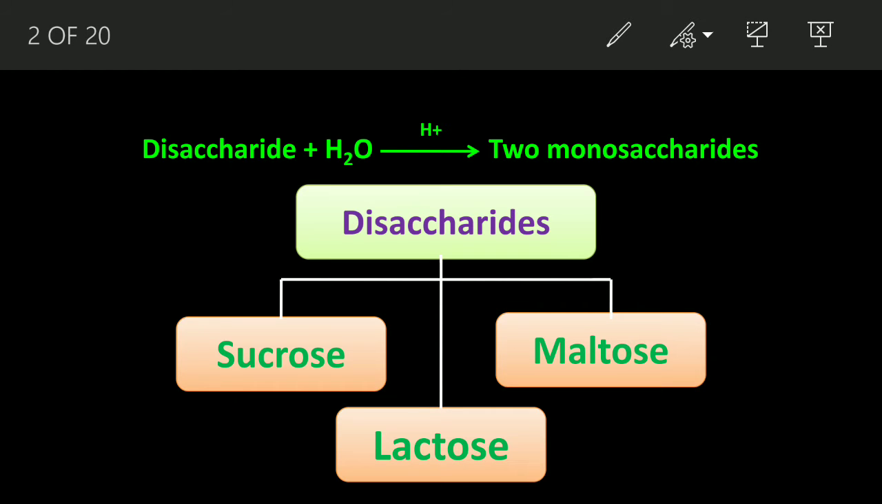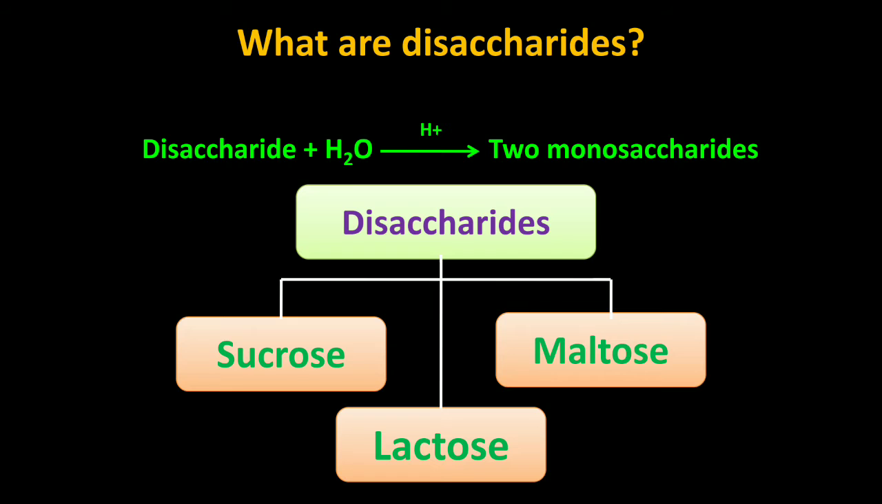Now let us see what are disaccharides. Disaccharides are sugars that give two molecules of monosaccharides on hydrolysis. Usually these reactions are catalyzed by dilute acid or by enzyme. Here some examples are given for disaccharides, and they are sucrose, lactose and maltose.